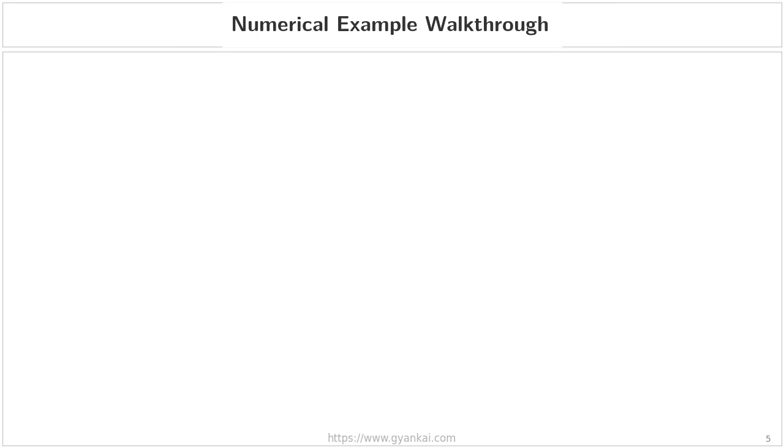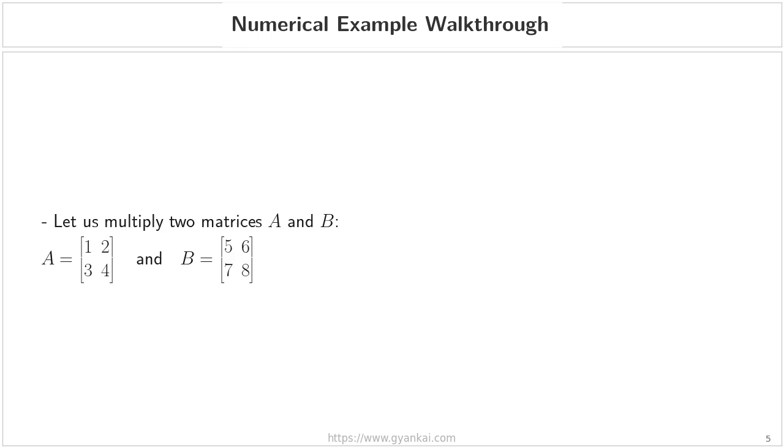Numerical example walkthrough. Now that we have seen how matrix multiplication applies to a real-world scenario, let us walk through a purely numerical example to solidify the mechanics of the process. Let us consider two matrices, matrix A and matrix B. Matrix A has the first row as 1 and 2, and the second row as 3 and 4. Matrix B has the first row as 5 and 6, and the second row as 7 and 8.